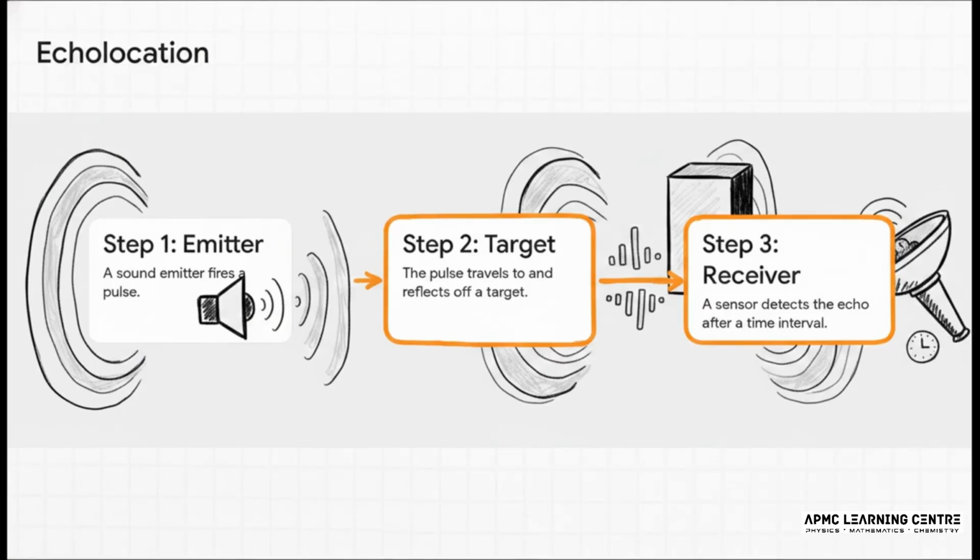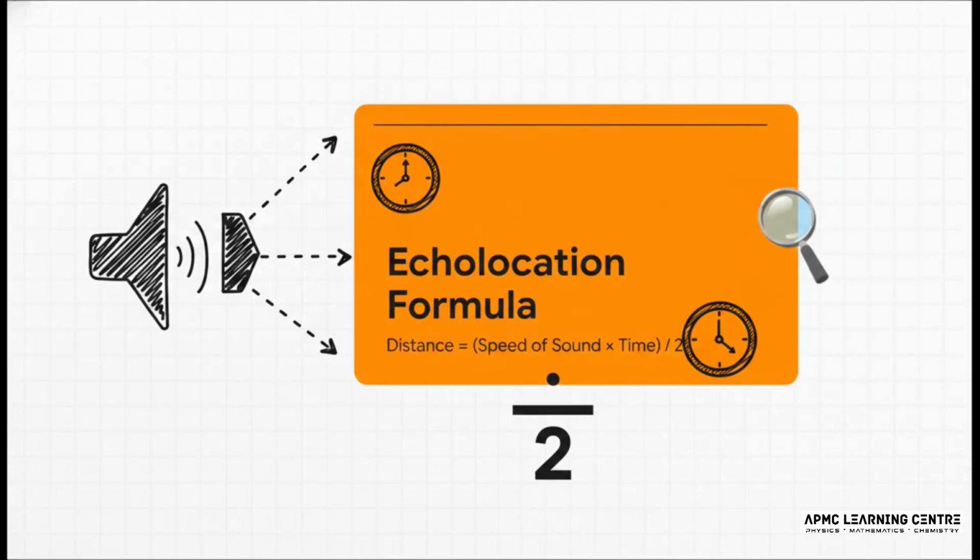The whole process is actually elegant and simple. Step 1. A device, an emitter, sends out a controlled pulse of sound. Step 2, that pulse travels through the air, hits a target, and bounces back. And step 3, a receiver detects that returning echo, very carefully measuring the time it took for the whole round trip. And all of that boils down to one single essential formula.